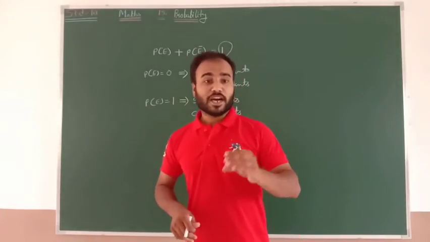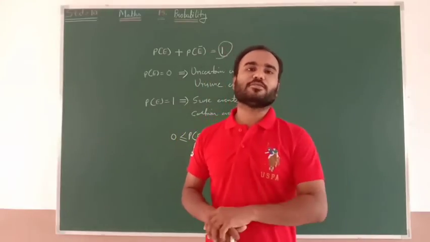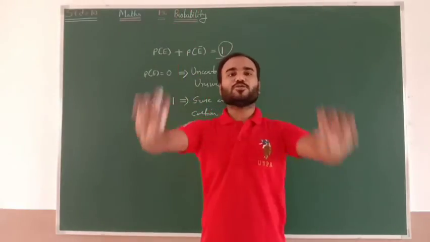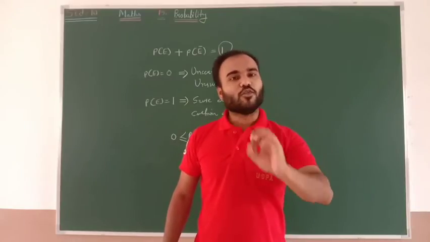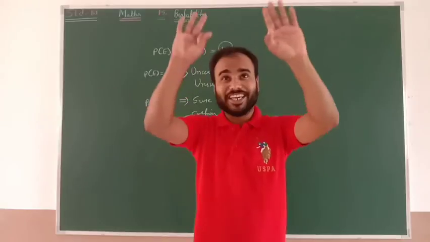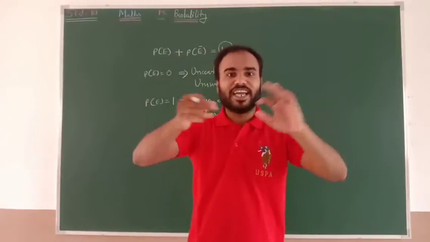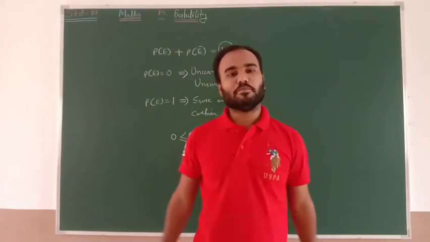Then the second one, a player attempts to shoot a basketball. He tries to shoot a basketball. 2 outcomes will be possible. What are the 2 outcomes? 1, he will shoot, means he will goal it, and second one, he will miss the shot.